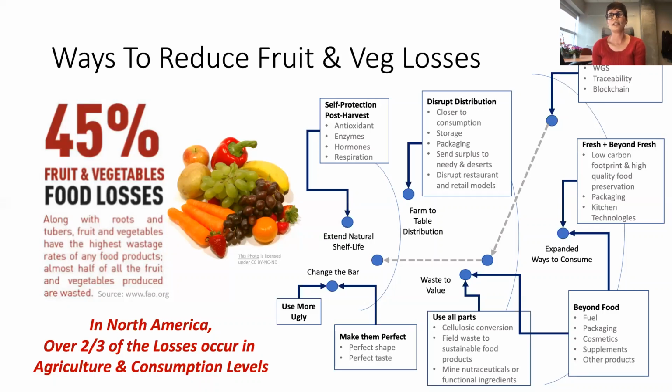Fresh and beyond fresh. So can we improve low carbon footprint and high quality food preservation? So maybe do some, we talked about yesterday taxation for materials that have high carbon footprint, packaging, kitchen technology. So can we improve that? Other examples beyond food. So can we process into biofuels, packaging, cosmetics, supplements, other products?